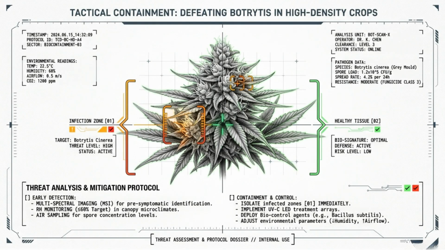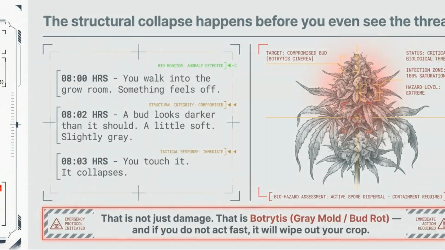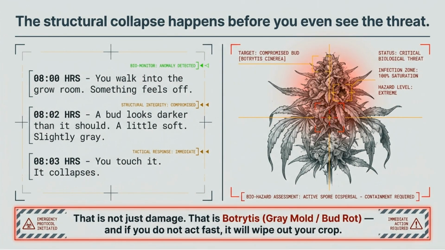This video will cover tactical containment strategies for defeating botrytis, or gray mold, in high-density crops. We'll analyze environmental and pathogen data to establish an effective mitigation protocol. Structural collapse happens before you see the threat.